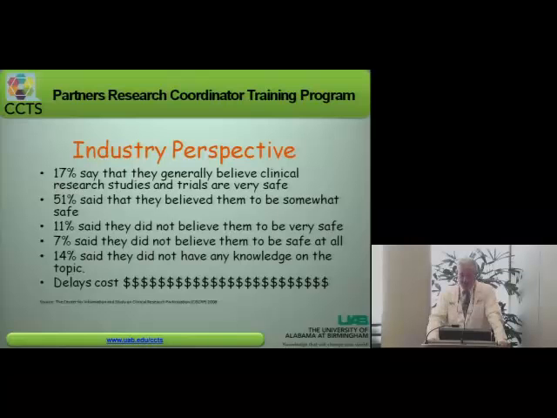I take that back. 11% said they don't think they're very safe. 7% said they're not safe at all. And 14% have no knowledge of the topic. So you've got about as many people who don't know about clinical trials that say that they're safe, or that they don't believe they're safe. That's something we've got to work on.